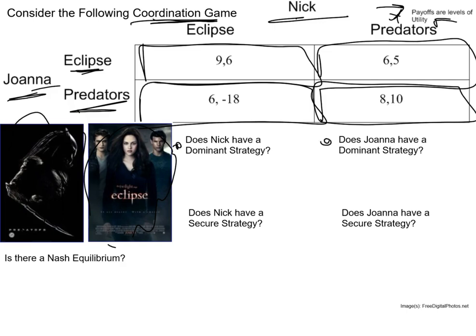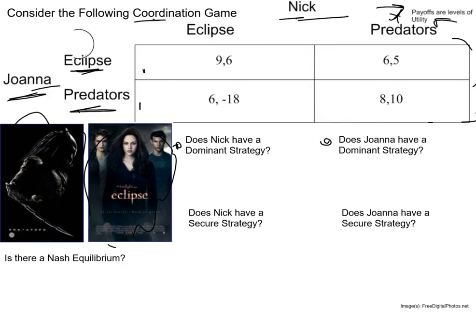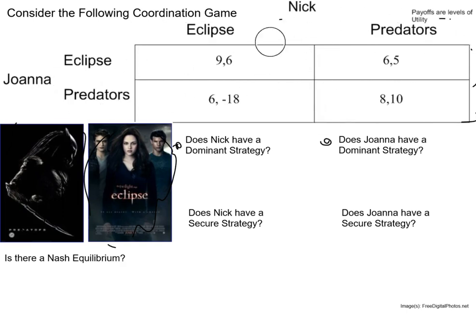Does Nick have a dominant strategy? Does Joanna have a dominant strategy? For Nick's dominant strategy, we can do this pairwise underlining. If Joanna sees Predators, Nick can either see Eclipse or Predators. What will Nick prefer to do between Eclipse or Predators when Joanna sees Predators? He wants to see Predators. If she goes and sees Eclipse, what does Nick want to see? He could see Predators, or he could see Eclipse. Which does he prefer to do? He prefers to see Eclipse.